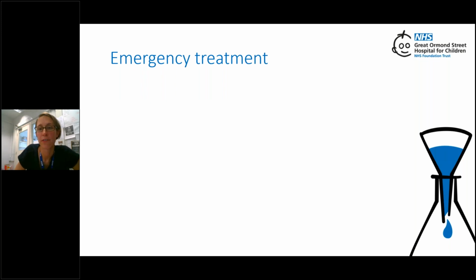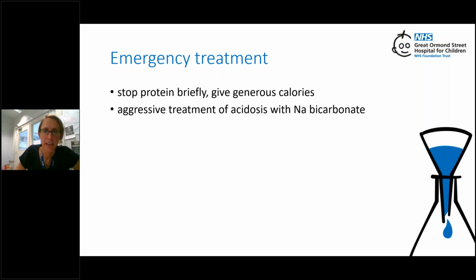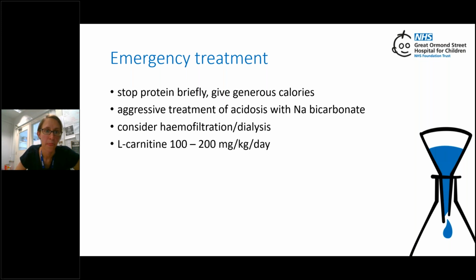And what's the emergency treatment for the organic acidemias? So first we would stop any protein because we want to reduce the load on the pathway, and give generous calories, in order to promote the anabolism. We would normally treat the acidosis quite aggressively with sodium bicarb, and we consider hemofiltration, as I said already, for treatment of hyperammonaemia as well as the metabolic acidosis. And in the organic acidemias, we normally give a medication called L-carnitine. So carnitine binds the additional acids, and they are then less toxic and they can be excreted.